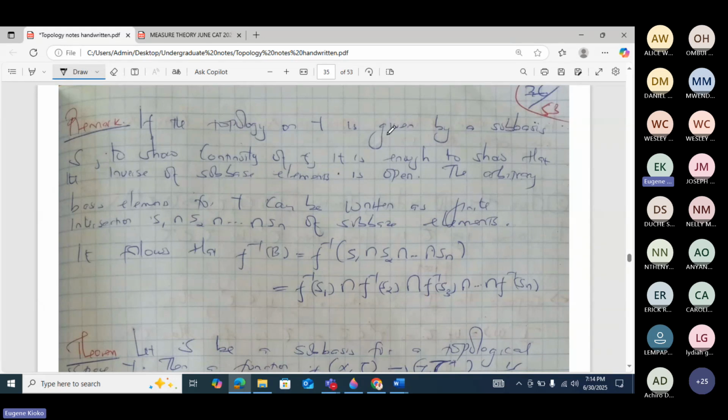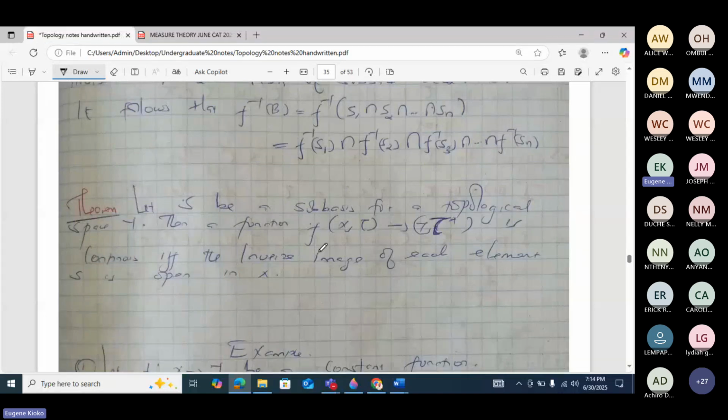Again, if the topology on Y is given by a subbasis, to show continuity of functions, it is enough to show that, again, the inverse is open. For this case now, we are not going to check whether the inverse is found anywhere. We are only concerned to get to know, is the inverse open or not? And that one is summarized by this theorem, which says, let S be a subbasis for a topological space Y. Then a function from X to Y is continuous if and only if the inverse image of each element is open.